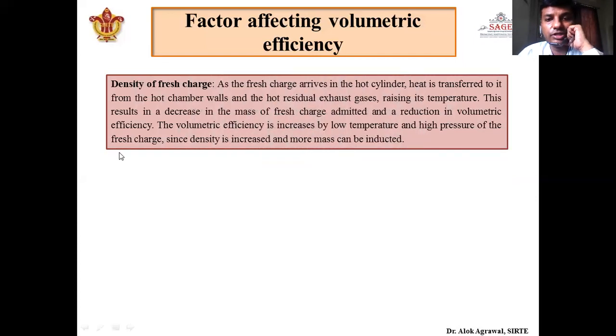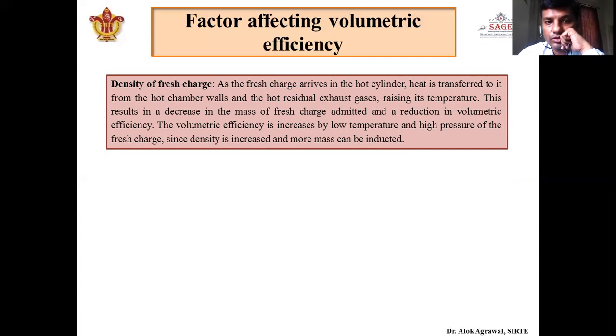Next is the density of fresh charge. It has been explained during the temperature part, and it can be related to it. As the fresh charge arrives in the hot cylinder, because of the previous stroke, the temperature of the cylinder is very high. Hence, when the fresh charge arrives in the hot cylinder, heat is transferred to it. Heat is transferred from the hot cylinder to the charge, and because of that heat transfer, the volume of the charge will increase because its temperature is increased, and with this increase in volume, it decreases the mass of the fresh charge. Okay, and with this there will be a reduction in the volumetric efficiency.